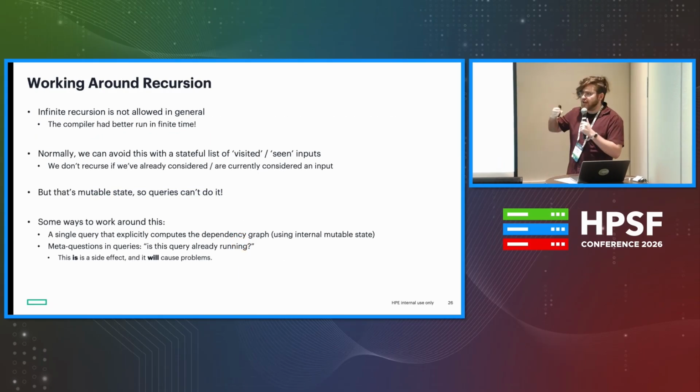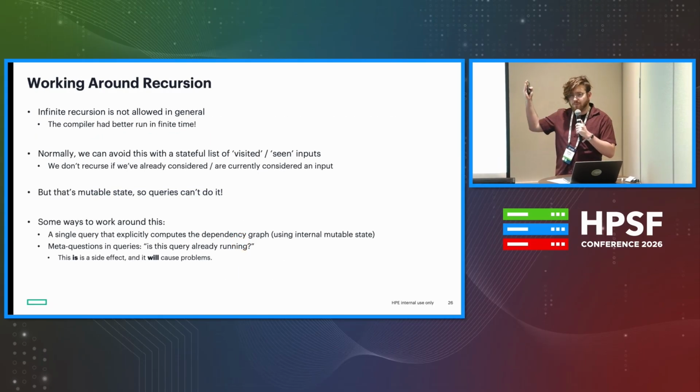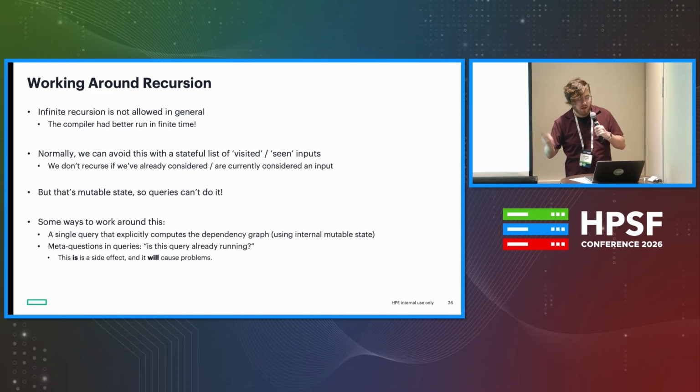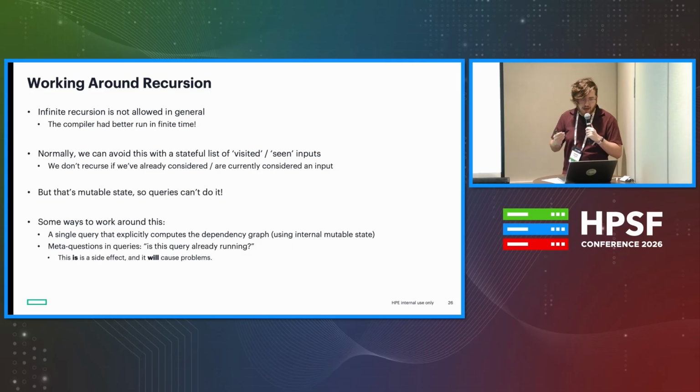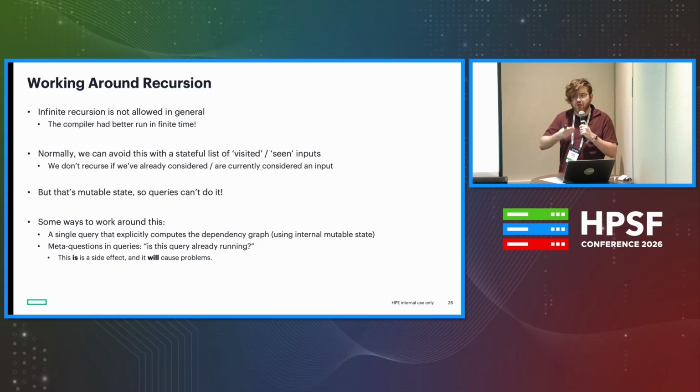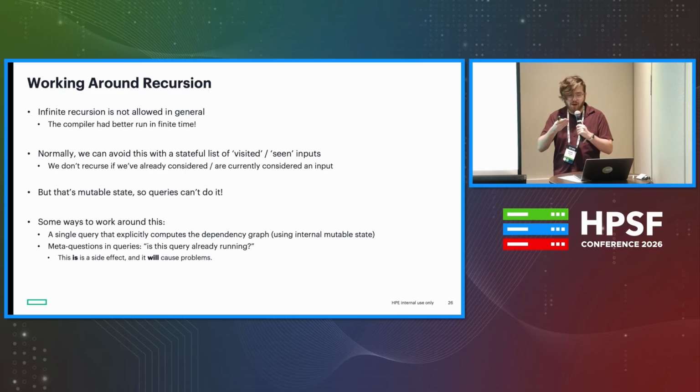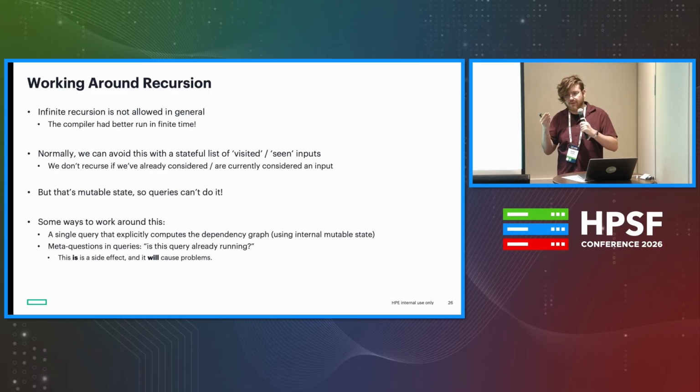So infinite recursion is not allowed without query-based compilers because you will run out of stack space, you will run infinitely, it's undefined behavior in C++. I'm not sure if you care about that. But normally you can avoid infinite recursion when writing code by having something like a stateful set of things that you've checked already, right? So if you're recursing through a graph, you can say, I've seen this graph node before. The problem is that is state.